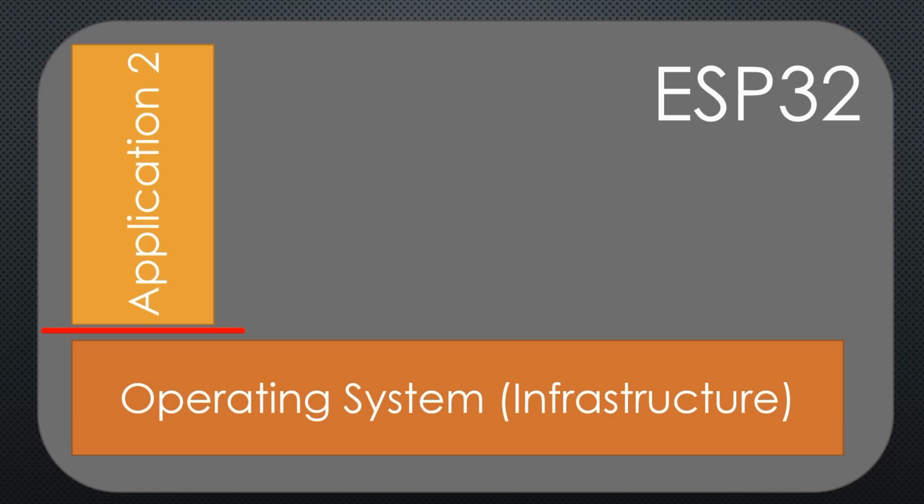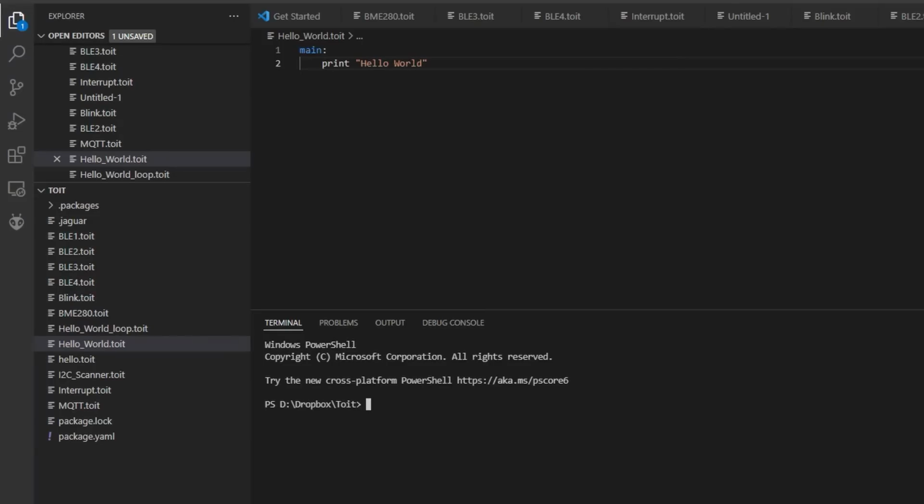Our ESP32 is now ready to run applications. I saved the Hello World example in a file. Because we will upload via Wi-Fi, we first have to connect our ESP32. This is done by JAG scan. If we hit enter, we are connected. Now we can type JAG run helloworld.toit.